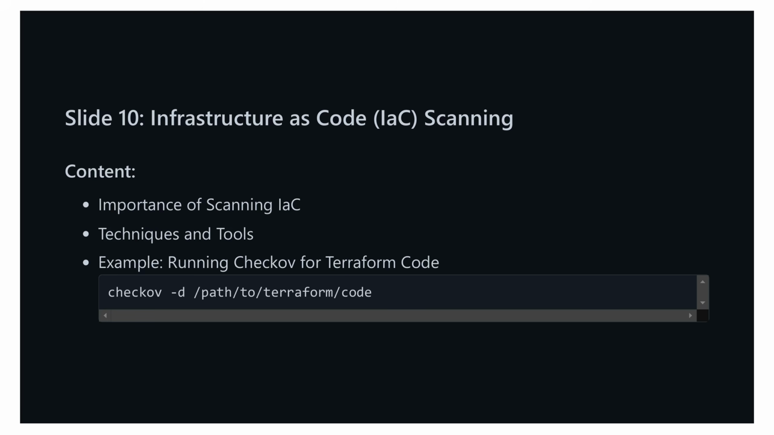In the example provided, running Checkov for Terraform code is straightforward. Bash: checkov -d path/to/terraform/code. This command instructs Checkov to scan the specified directory for Terraform configuration files and report any security issues or policy violations it detects. Next, we'll be diving into source code analysis, where we'll discuss its importance, the techniques and tools used, and provide an example with SonarQube.